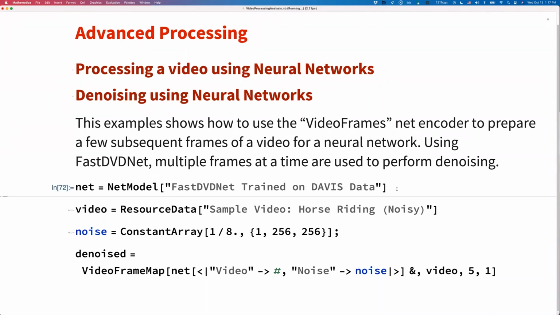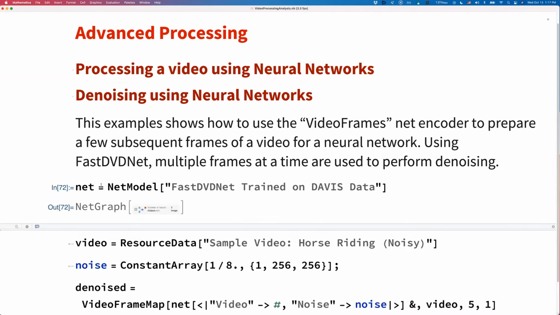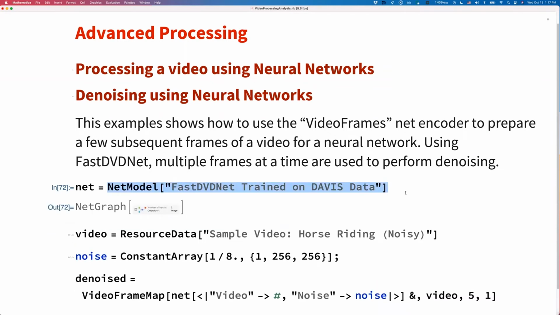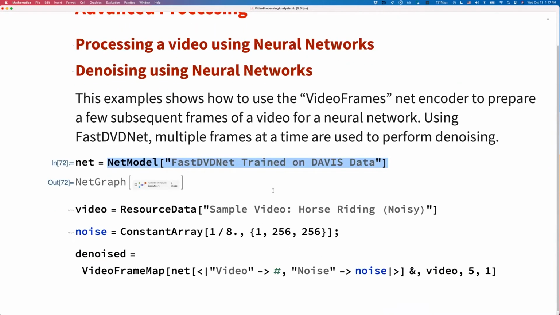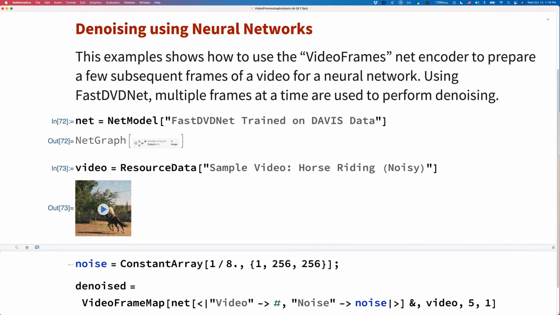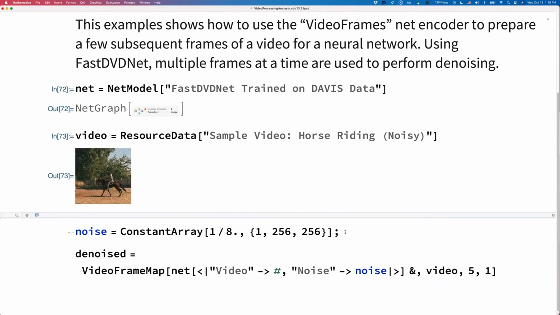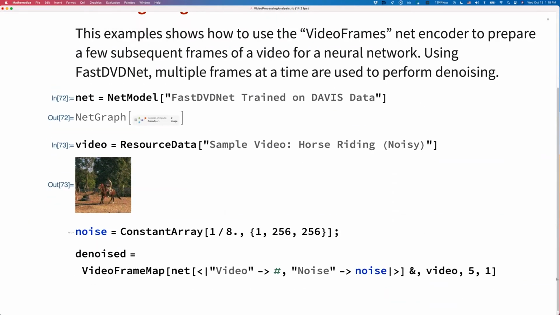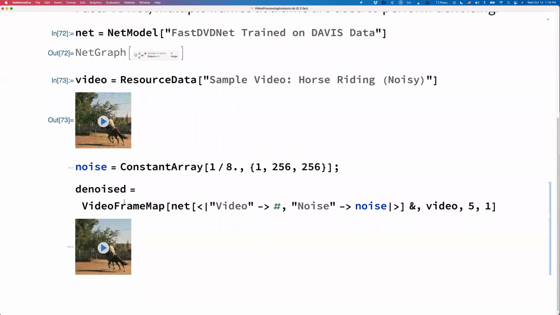So again, let's look at the network itself. This is not yet published in the Wolfram Neural Net Repository, but it is ready and available, and it will be published pretty soon. We're looking at a noisy video of a horse riding. So that's our noisy video. And then I'm not going to evaluate this. The network is a little slow, it's a bigger network, but you can see that the result of denoising is pretty clean and neat.